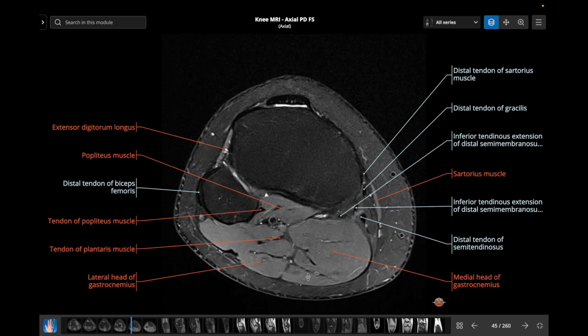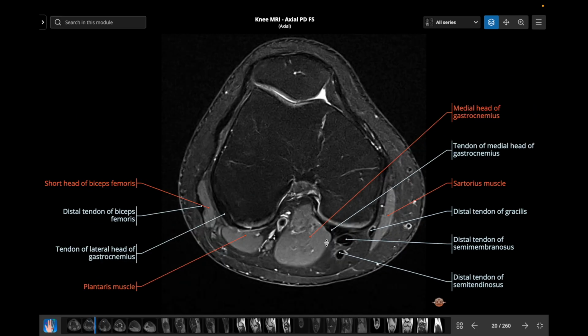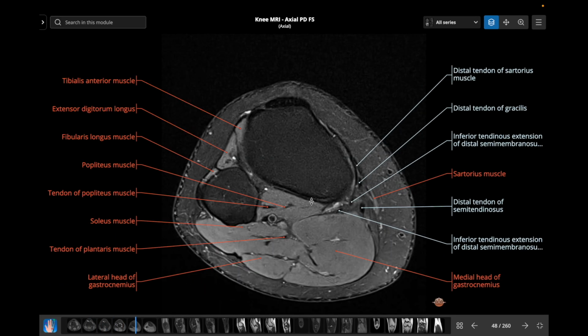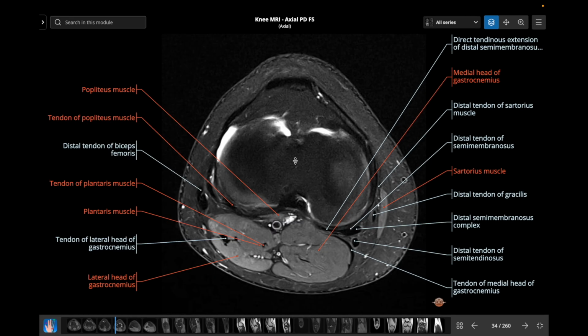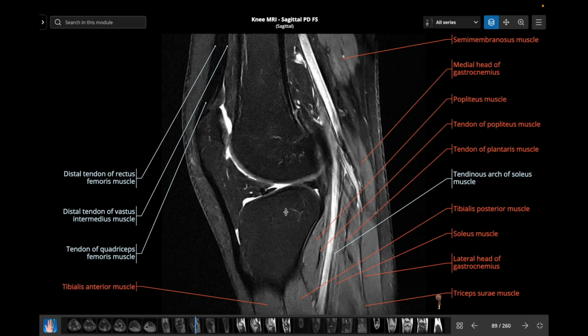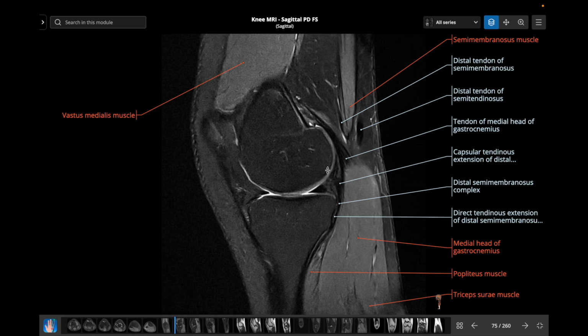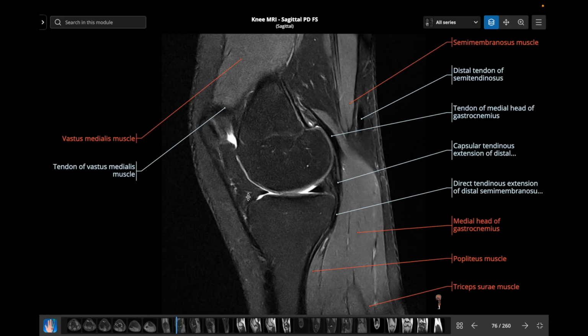Up here, you've got your gastrocnemius muscles, which originate from the distal femur. And that's the main anatomy on the axial images. Let's go to the sagittal images. Again, you've got cartilage between the femur and the tibia. That's this intermediate signal on the femoral and the tibial articulations. Again, when this is damaged, the knee joint space is narrowed.